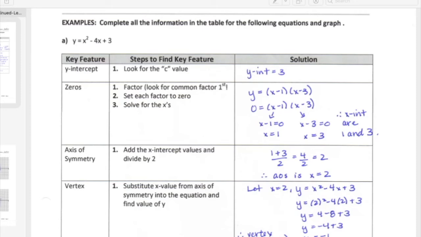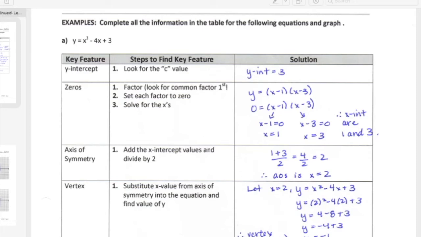So if I have x minus 1 equals 0, and I rearrange this, I get x equals 1. If I have x minus 3 equals 0, and I rearrange it, I get x equals 3. So therefore my x-intercepts, or my zeros, are at 1 and 3. So that is where this parabola will cross over the x-axis, at positive 1 and positive 3.